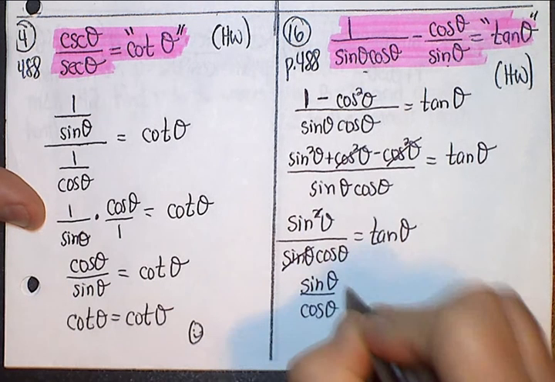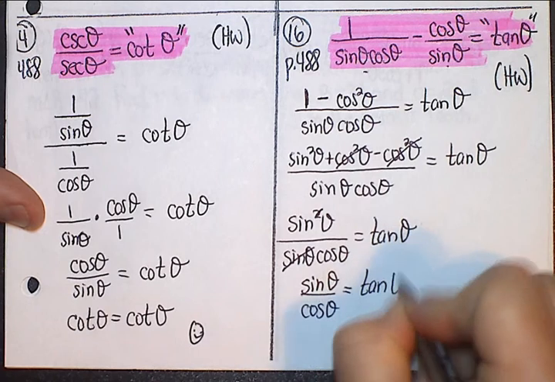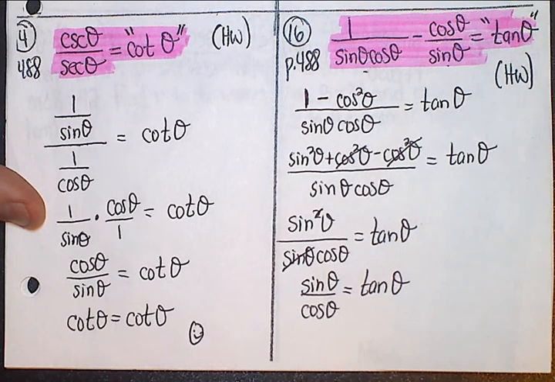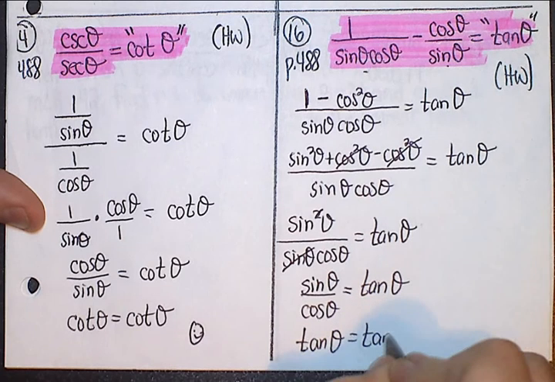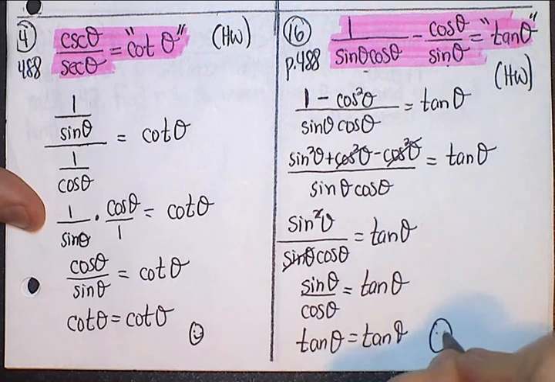Well, I can cancel that sine with one of those, and now I have sine theta over cosine theta, and that's supposed to be tangent theta, and we should know that sine over cosine is tangent, and we get tangent is equal to tangent, and we're done.